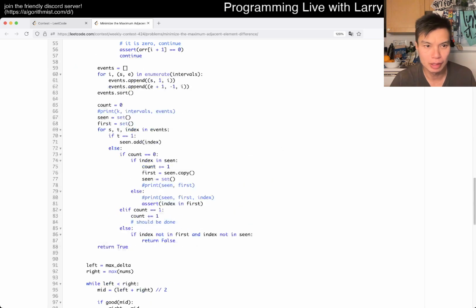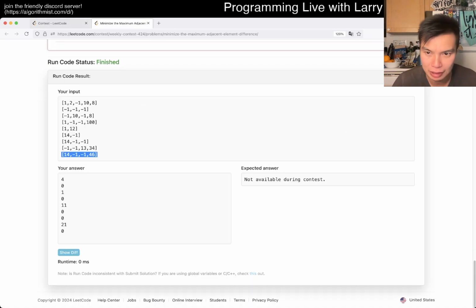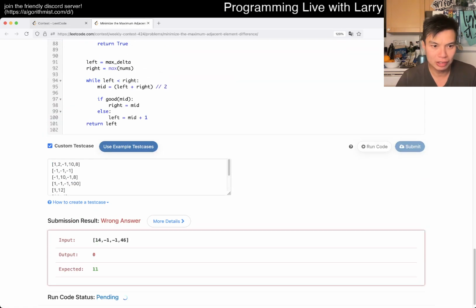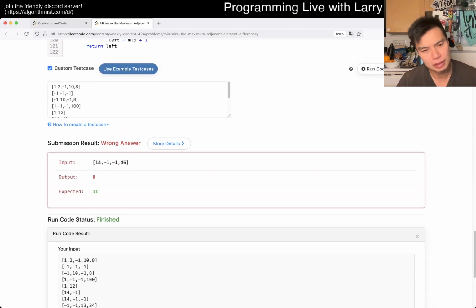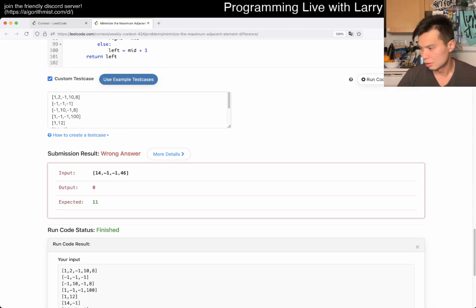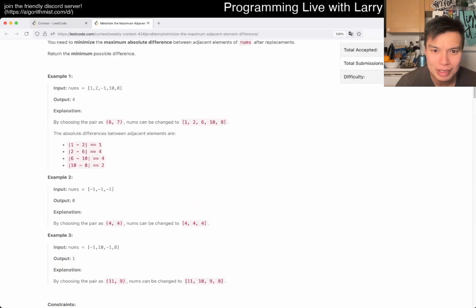How much time do I have left? Maybe I can upside. 13 minutes is kind of cutting it close. I don't know that I understand this problem then. Expected 11? Huh. What is that? Am I misunderstanding this problem?